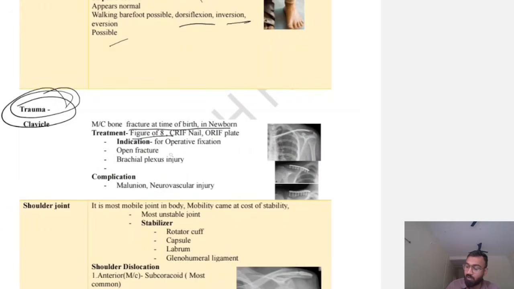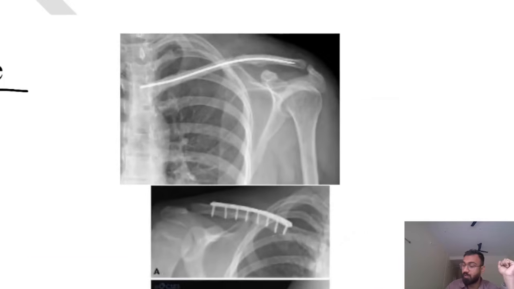So let's assume a patient who came with clavicle fracture associated with a wound. Then in that case, you have to manage this patient by operative fixation by nailing or plating. You can see this patient. This is nailing. Nail is inside the bone. You can see this is the plating. Plate is over the bone.